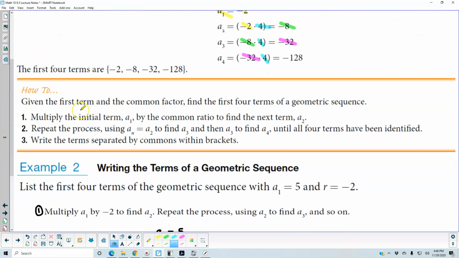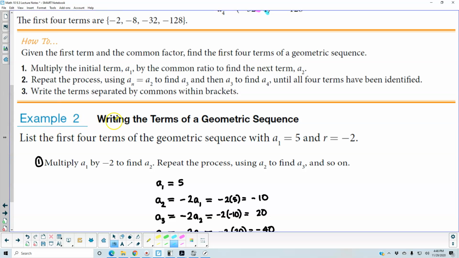So if we're given the first term and the common ratio, to find the first four terms of a geometric sequence, step 1, we're going to multiply the initial term, the first term, by the common ratio to find the next term, a subscript 2. We're going to repeat the process using a subscript 2 to find the third term, and then we're going to take the third term to find the fourth term until all four terms have been identified. And then we're going to write the terms separated by commas within brackets.